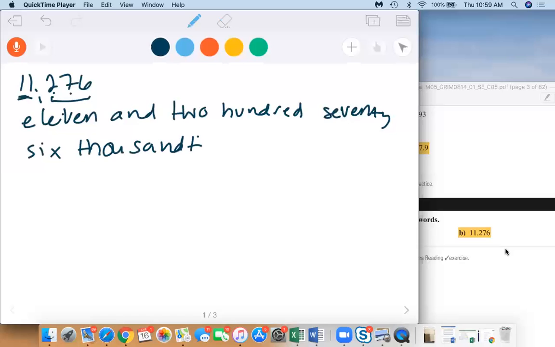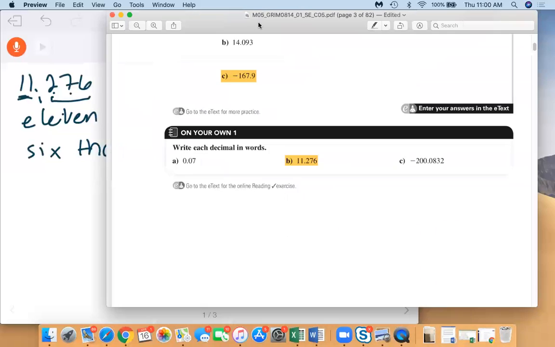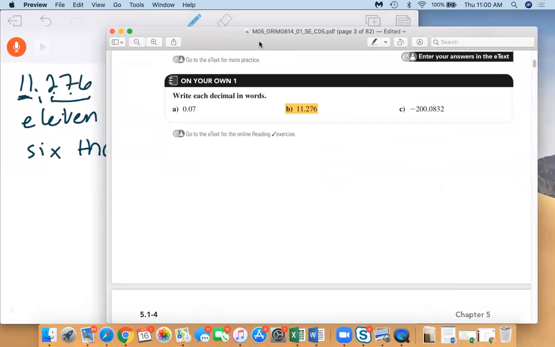Thousandths. So I do want to make it clear, it's not that you writing all this stuff is so important. The reason I personally find it so important to be able to write this out is because it shows that you understand what number we're actually looking at. We're not just looking at 11.276. We're looking at 11 and 276 thousandths. It's important that you understand what portion that is of that number. All right, so let's go down.